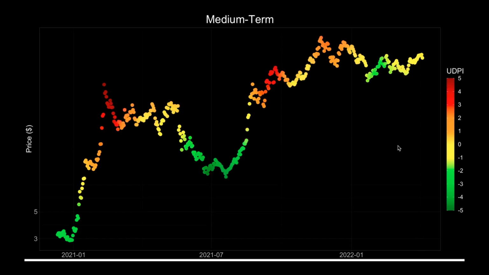What about if we look on the medium term? Well, here we see that there's more change that happens a little bit more quickly because the medium term is oriented toward weeks and months. And so we did get some green action here at the bottom of this downtrend in early 2021. The UDPI got pretty low for Avalanche and was definitely flashing accumulation from a medium-term standpoint. Now, though, we're again back in this relatively neutral range.